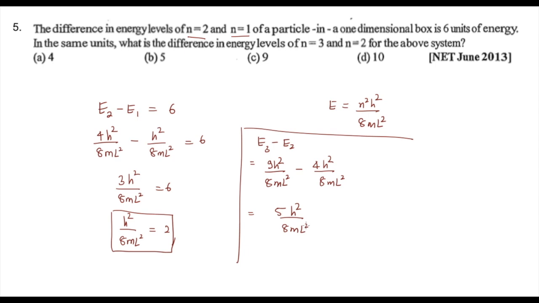8 m l squared. Now you know the value of this part, right? h squared upon 8 m l squared had the value 2. So that will be 5 into 2, and the answer will be 10 units. So the answer of this particular question is going to be 10 units, and that's how it has to be solved. Alright, so I hope this is much clear to you. Now let's go to the next question.